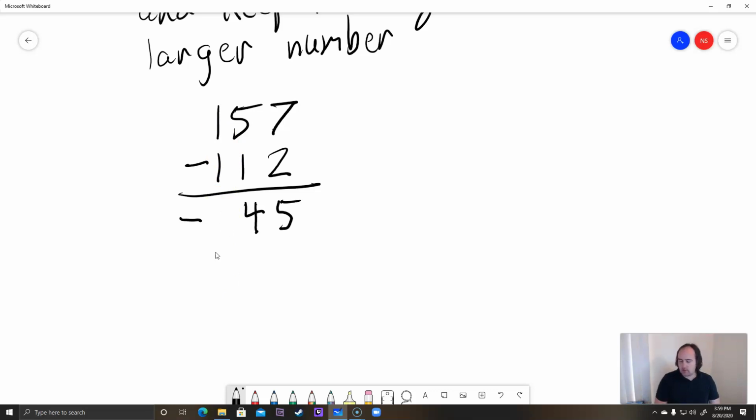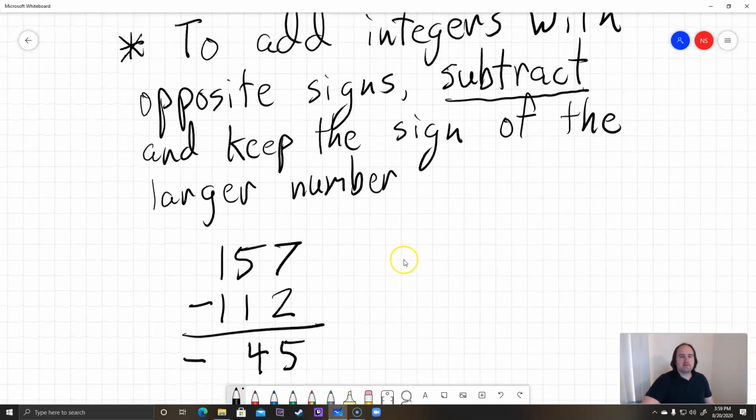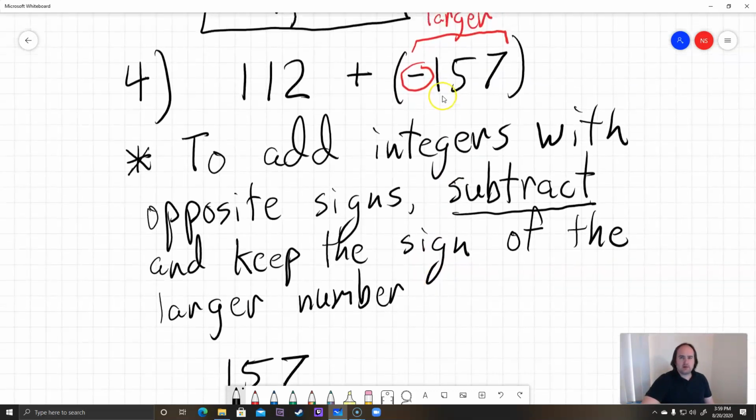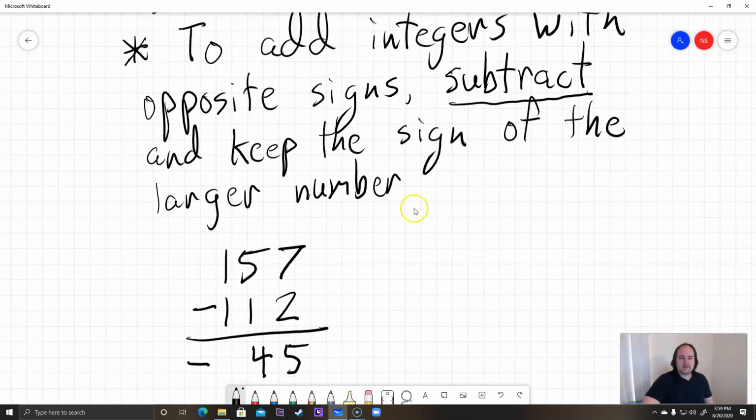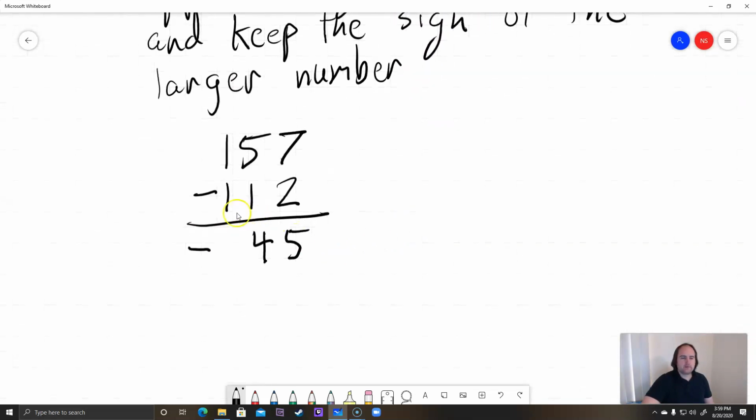Okay, but what's important here is not only did we subtract, but we had to keep the sign of the larger number. So here the number with larger absolute value was the 157, and because that's negative, our answer ended up being negative. Okay, so we got negative 45.